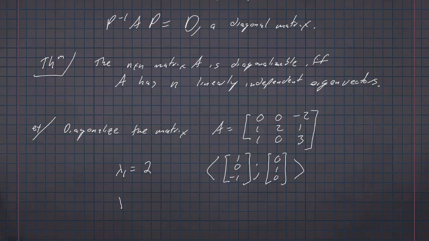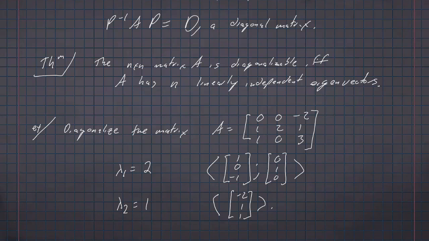The other eigenvalue was 1, and it had a single eigenvector, negative 2, 1, 1. Between the two eigenvalues, here are three linearly independent eigenvectors. And because we have three linearly independent eigenvectors for a 3 by 3 matrix, this matrix must be diagonalizable.